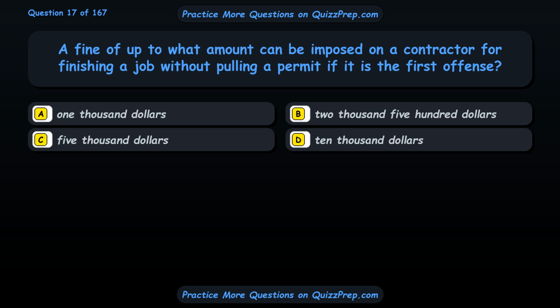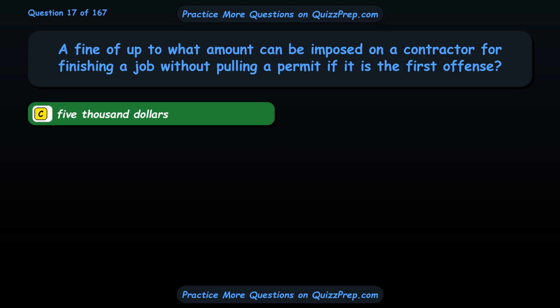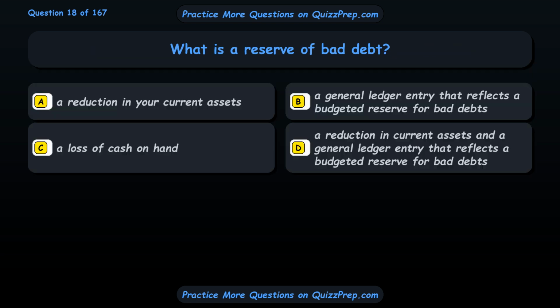Question 17. A fine of up to what amount can be imposed on a contractor for finishing a job without pulling a permit if it is the first offense? Option A, $1,000. Option B, $2,500. Option C, $5,000. Option D, $10,000. The correct answer is option C, $5,000. $5,000.